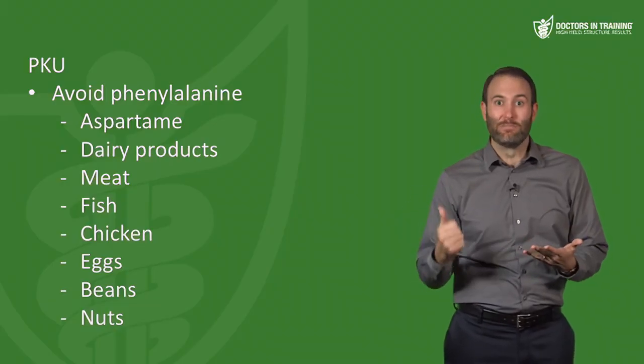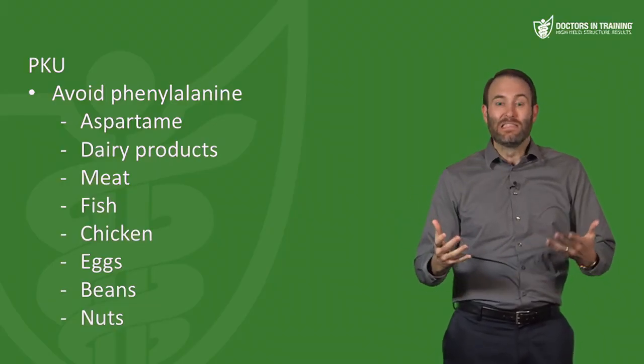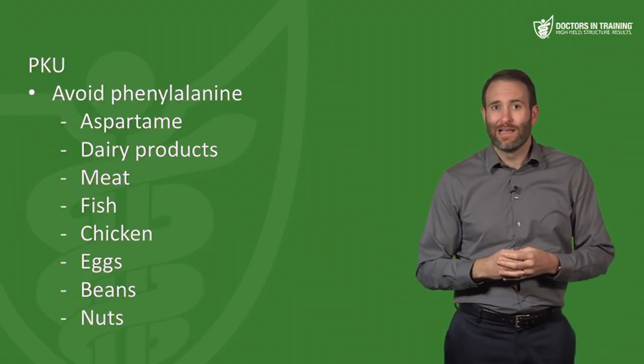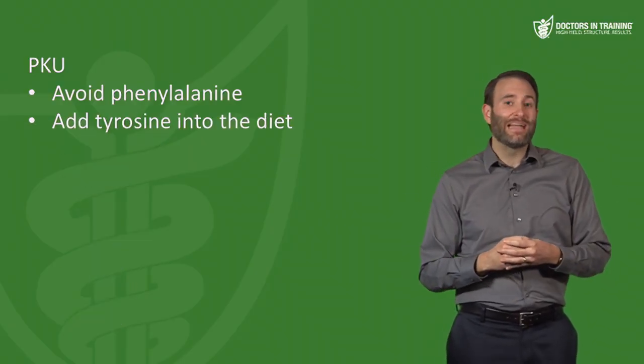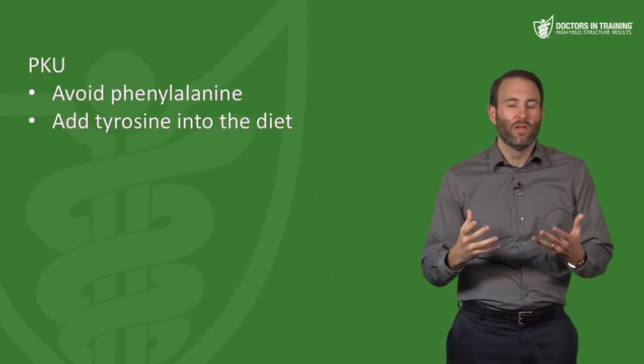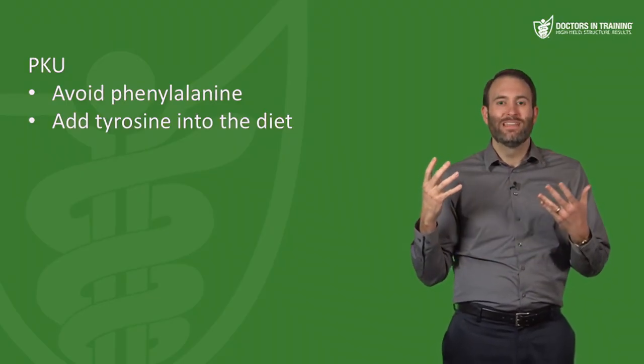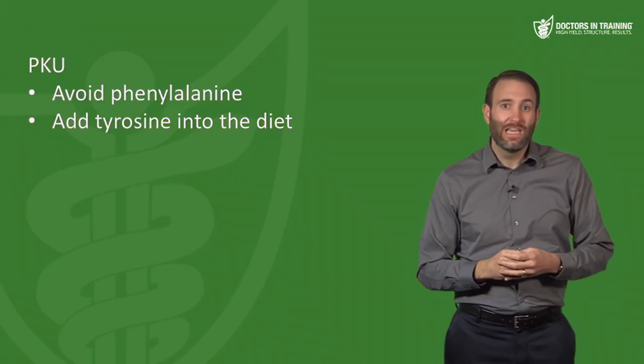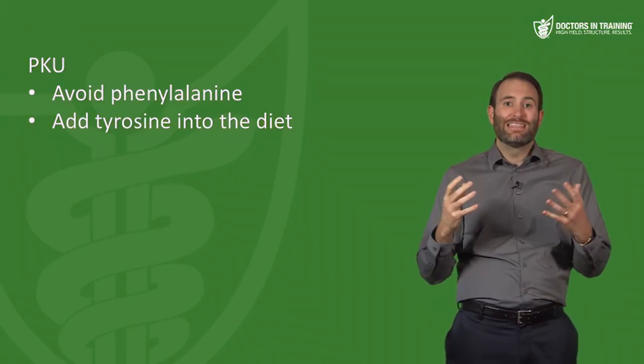Things like dairy products, meat, fish, chicken, eggs, beans, nuts. So a lot of great things have phenylalanine in them. And then again, you need to add tyrosine. That was our deficient problem in this diet because they will become tyrosine deficient. Again, it also may not be an enzyme deficient problem.